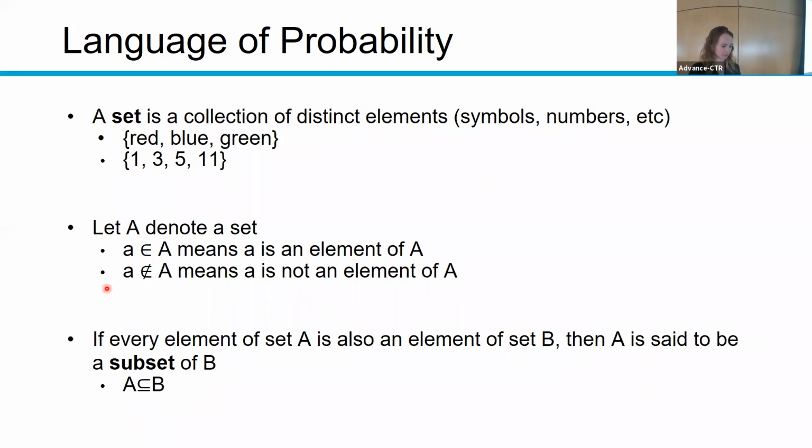If every element of a set A is also in set B, then set A is a subset of B. So say that set B is all the colors of the rainbow, red, orange, yellow, green, blue, purple, and set A is red, orange, yellow. You can say that set A is a subset of set B.